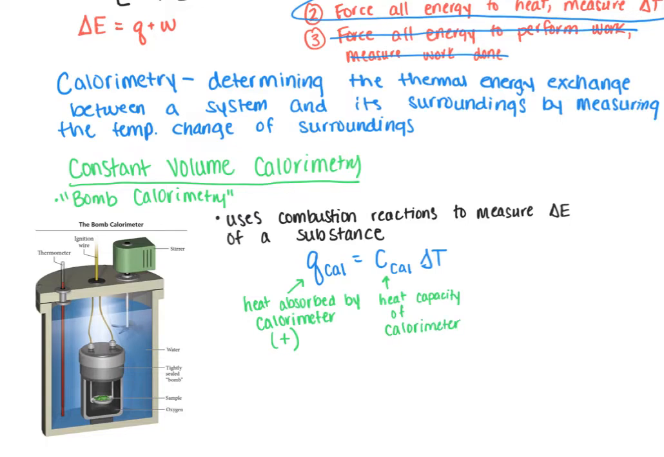And notice that there is no m or n value included in this equation. That's because the heat capacity of the calorimeter already takes into account the mass of that calorimeter, so we don't really need to include it. It's kind of inherently accounted for in that value already. And then we have our ΔT, which is going to be the change in temperature of our surroundings, which again is our calorimeter.